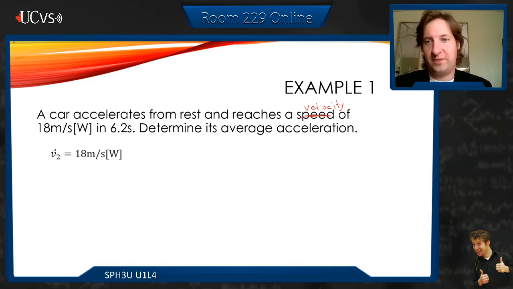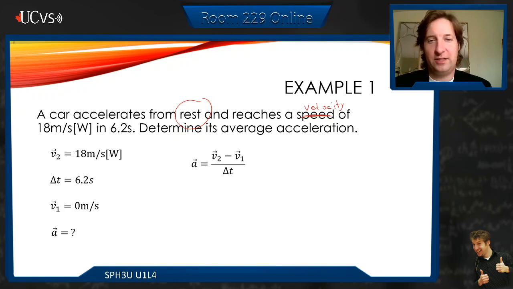So what do we know? We know that its second velocity, the velocity at the end of the interval, v2, is 18 meters per second west. We know it took 6.2 seconds. And we can also infer from this, because it says from rest, very important word there, that its initial velocity, v1, is 0. And they're asking us to find the acceleration. So we take our formula, v2 minus v1 all divided by delta t. We substitute in our pieces, and we solve. And we get 2.9 meters per second squared.